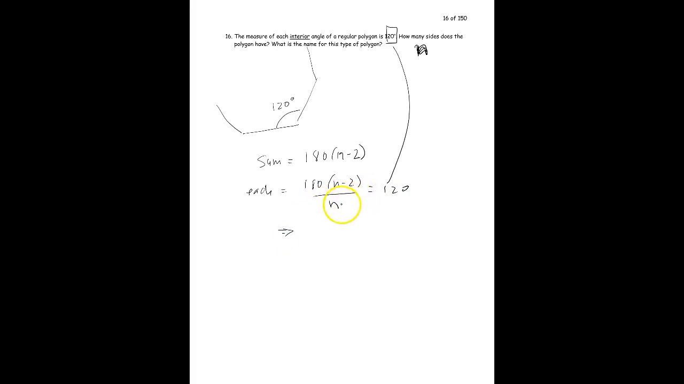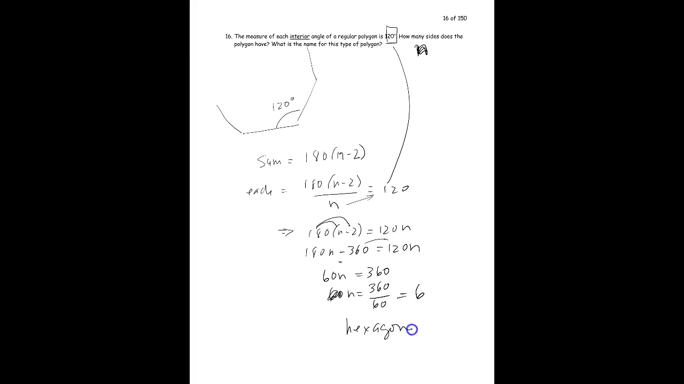I'm just going to cross multiply by n here, so we get 180 times n minus 2 equals 120 n. I'm going to distribute the 180 here, 180 n minus 360. Don't forget to distribute that, keep that minus sign there, equals 120 n. Subtract 120 n from both sides here. We get 60 n on the left. 360 is going to go to this side. 60 n equals 360, so n equals 360 over 60, which gives us 6. And 6 sides is a hexagon.